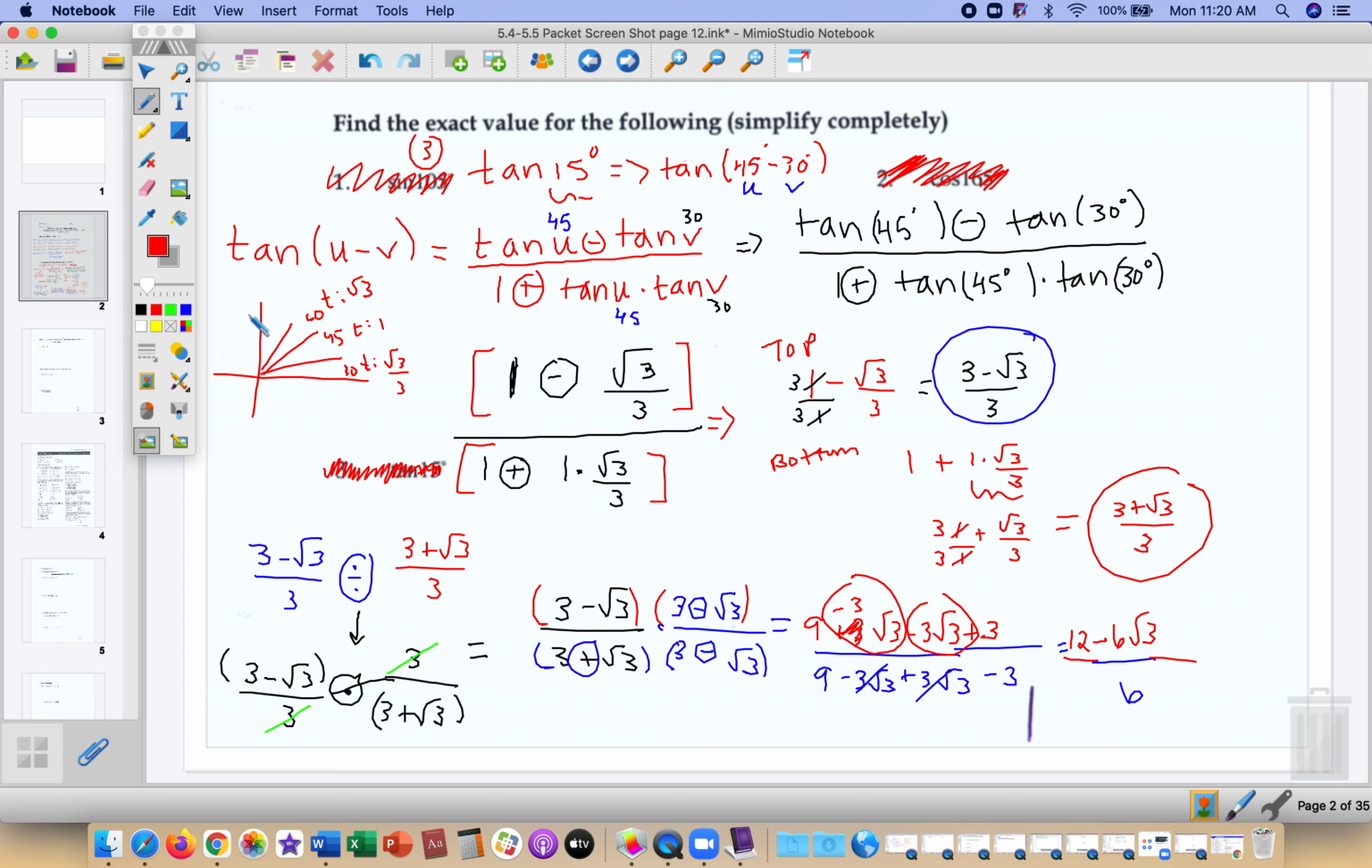Now, all 3 terms are divisible by the same amount, right? 12, negative 6 root 3, and 6 all divide by 6, so we can do that. So 12 divided by 6 is 2. Negative 6 divided by 6 is negative 1, so negative 1 root 3. And 6 divided by 6 is just 1, so 2 minus root 3 is our final answer.